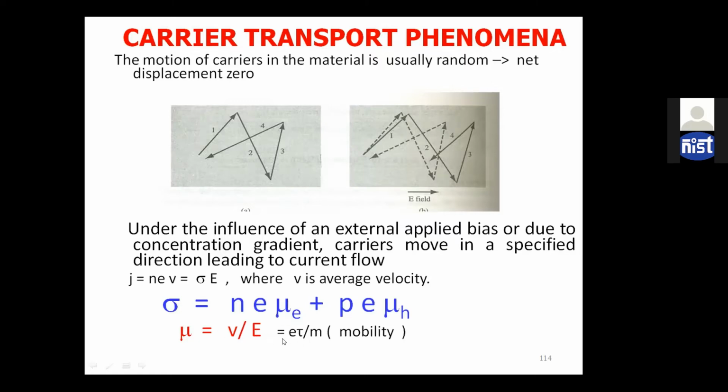Here the mobility is e tau by m star, and that tau is very important, which today we will calculate. So a very interesting fact here is that the conductivity depends upon n, the carrier concentration, the number of dopants, as well as upon the mobility. But if the carrier concentration is more, there is a chance they can scatter a lot, make more collisions, and that can reduce the mobility.